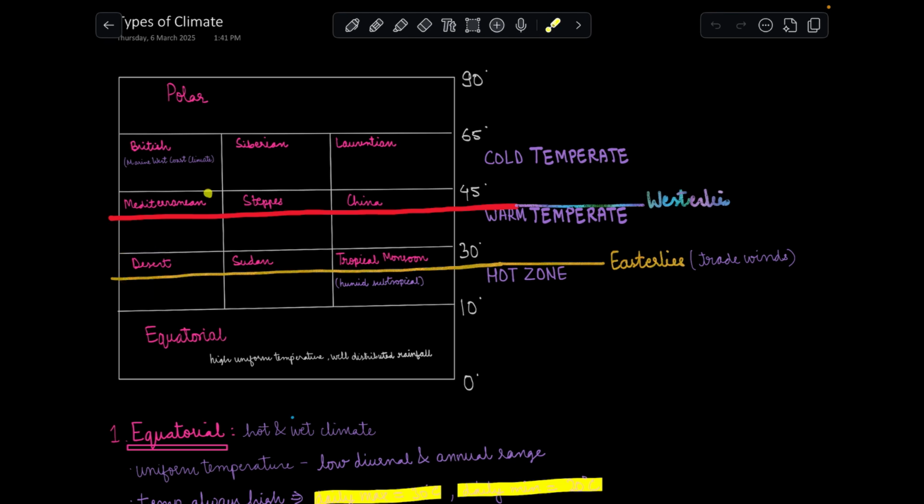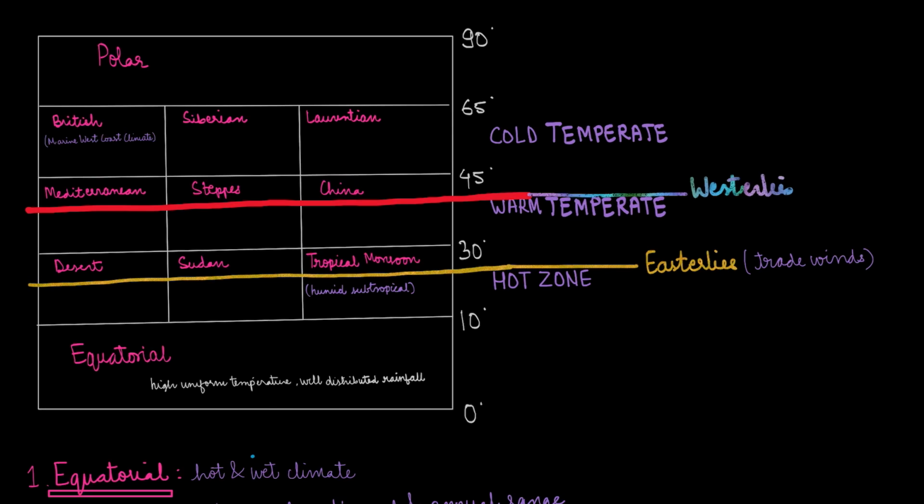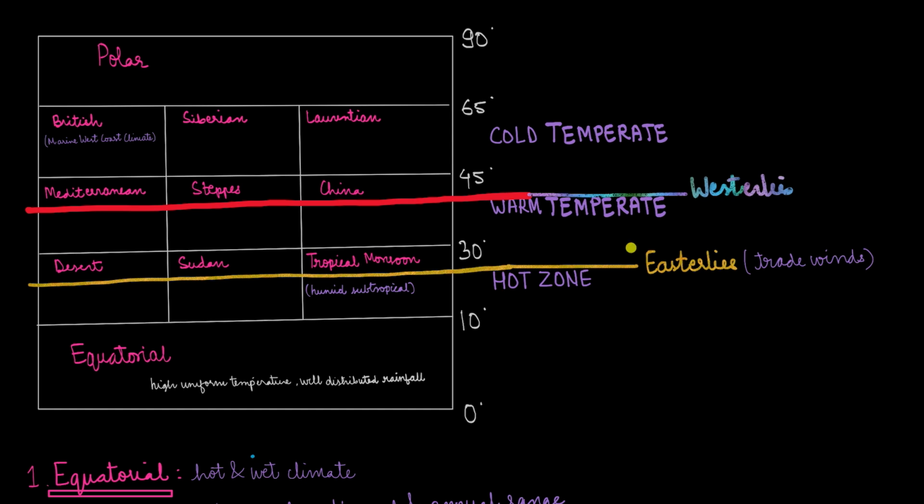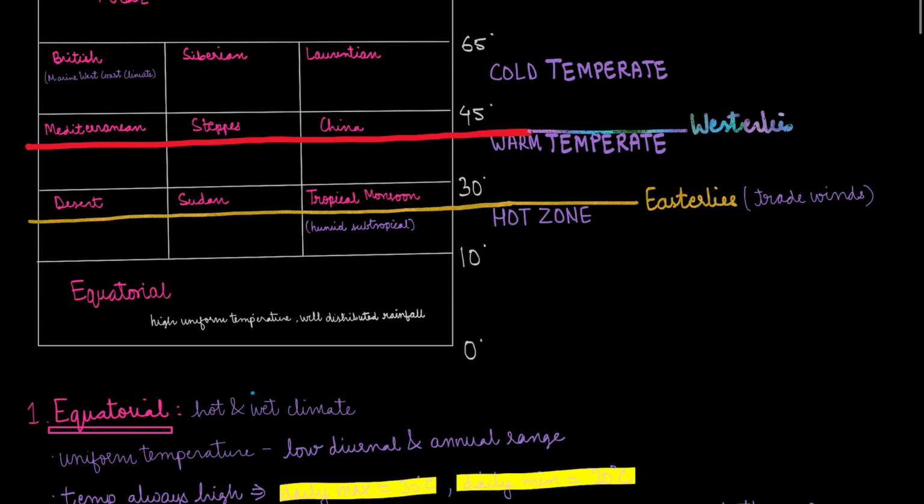Then towards the western side, from 30 to 45 degrees, we have the Mediterranean. Towards the center, we have steppes, and this is the China climate towards the eastern side. These are called the warm temperate zones. In the cold temperate zone, towards the west, we have the Laurentian climate, then Siberian, and then the British climate. And these are the polar climates. So these three regions are basically the hot zone, the temperate zone, and the cold temperate zone. Within the hot zone, we have the influence of easterly trade winds, and within the warm temperate zone, there is an effect of the westerlies. So this is a broad classification of the climate types. Going to them one by one.